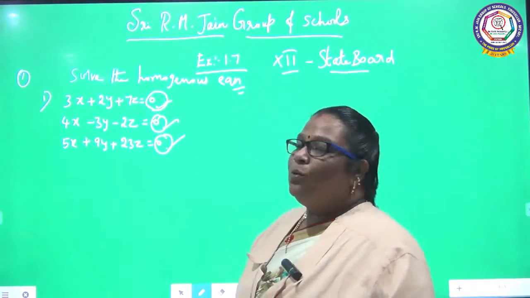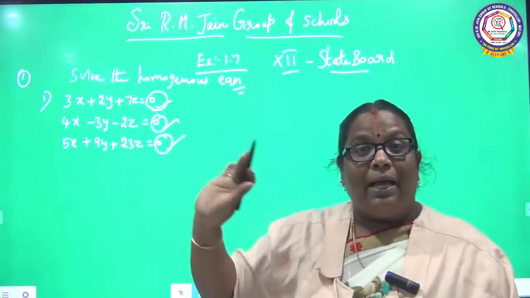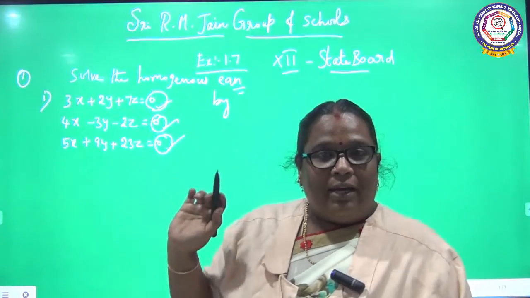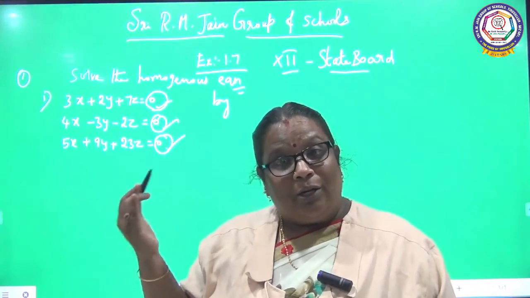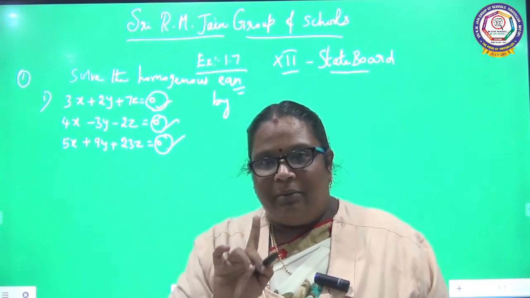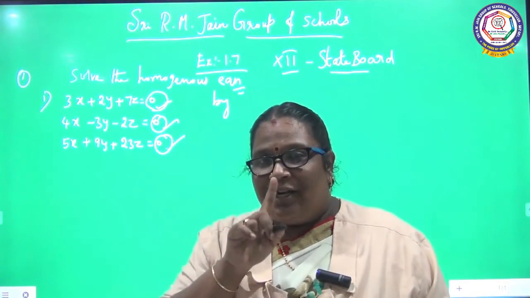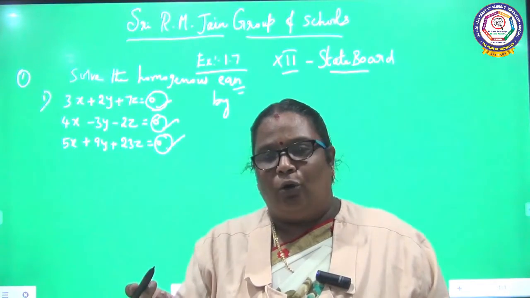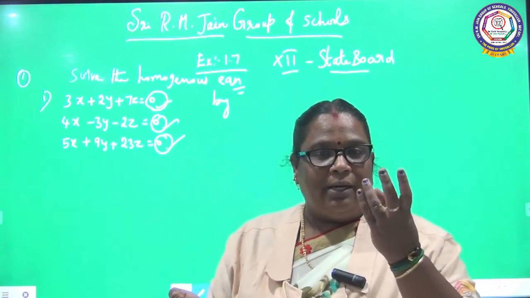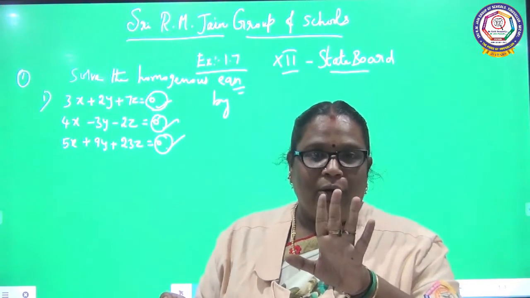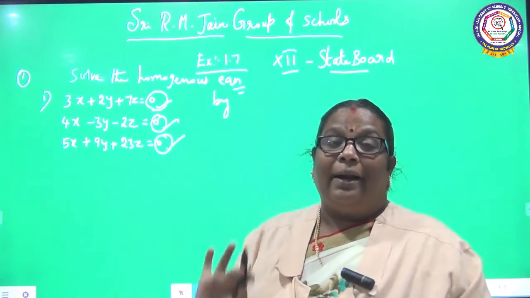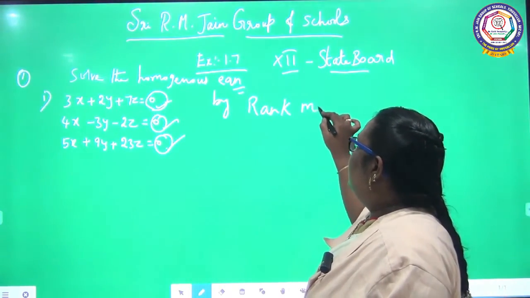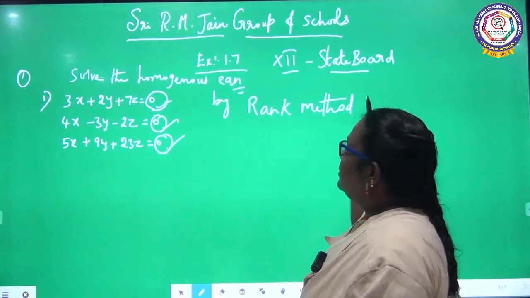Solve the homogeneous equation. The equations are given by rank method only, because that is the only method we can choose if delta is not equal to 0, or if it is a singular matrix also. If it is a non-singular matrix, we have no problem. We can choose the matrix inversion method, determinant method, or Cramer's rule method. But whether it is a singular or non-singular matrix, we can choose the rank method. See, by rank method.